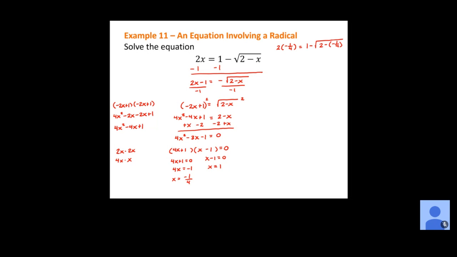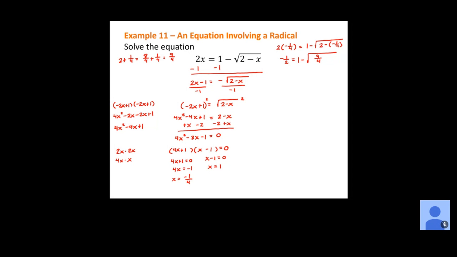Well, 2 times negative 1/4 is actually going to give us a negative 2 over 4 or negative 1/2. So we have negative 1/2 over here. On the other side, we have 1 minus the square root of 2 minus a negative 1/4. Well, that's the same thing as 2 plus 1/4. Common denominator would be 4. So that's 8 over 4 plus 1 over 4, and that's going to give us 9 over 4. So we get 9/4 under our square root now.